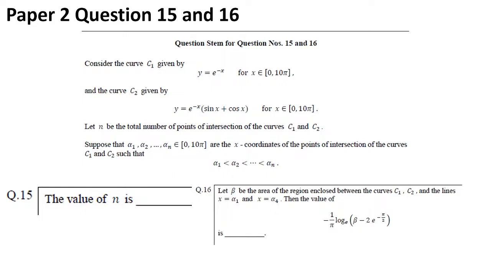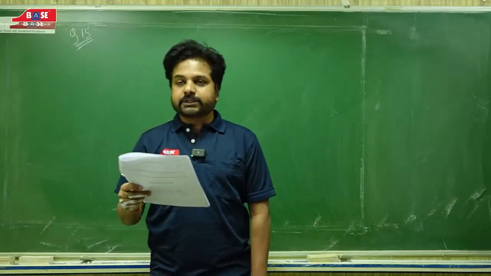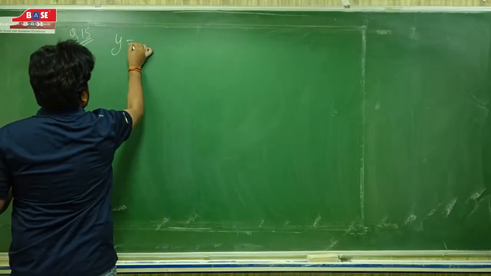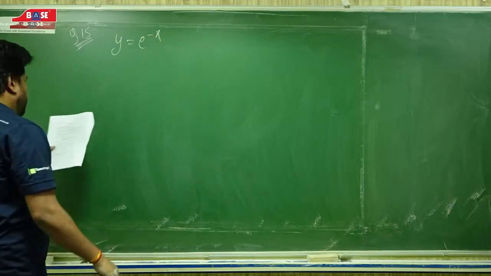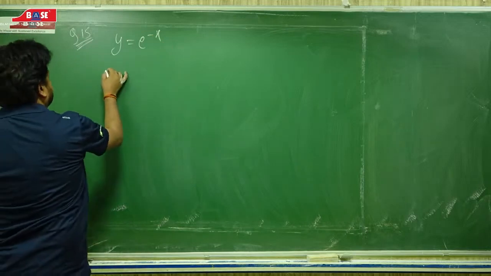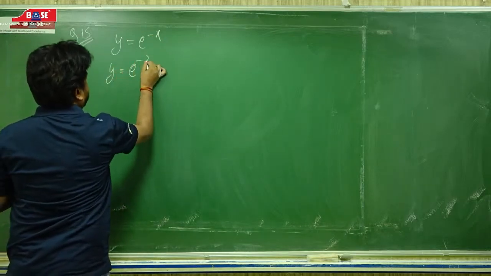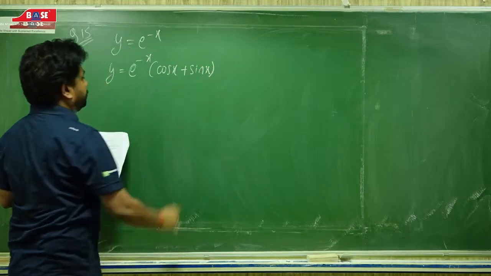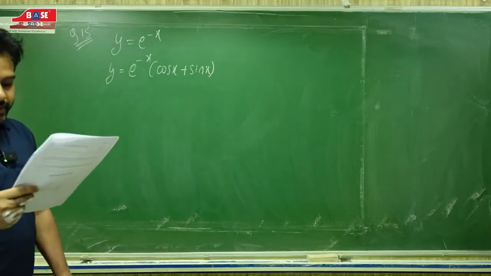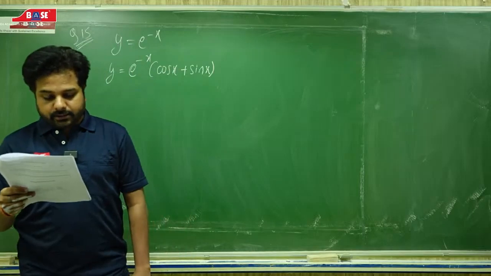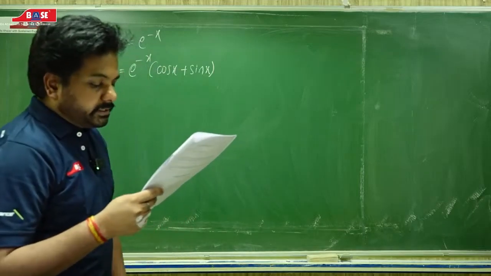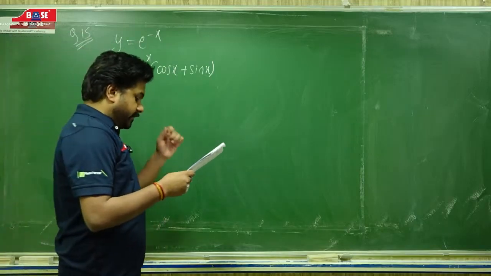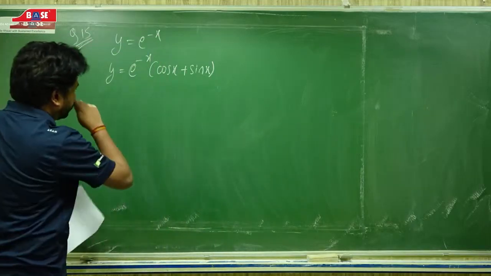As you can see, the question is given as: consider the curve C1 given by y equals e power minus x, and we have another curve, y equals e power minus x (cos x plus sin x). Both are defined for x belongs to 0 to 10 pi. Let n be the total number of points of intersection of the curves C1 and C2. So let's try to find the points of intersection of both.